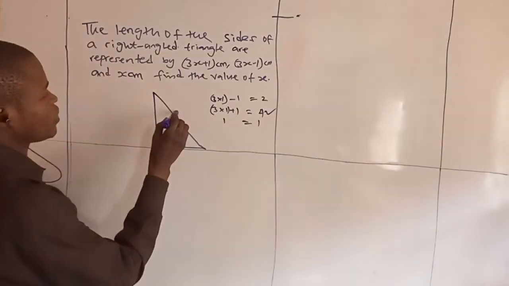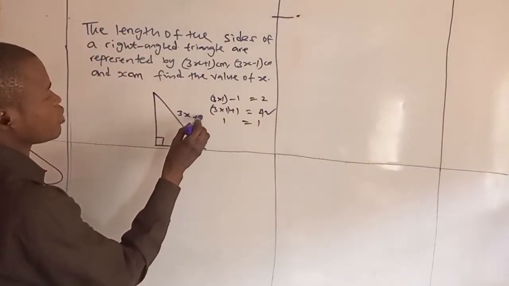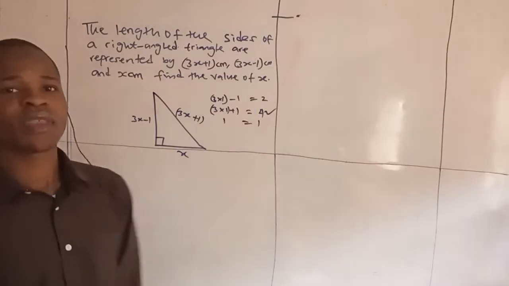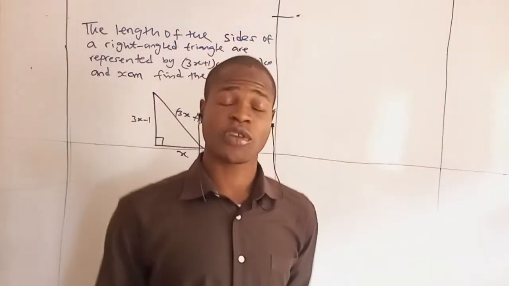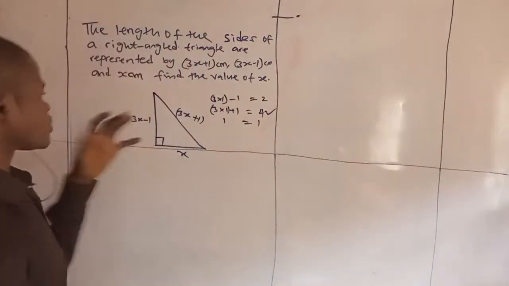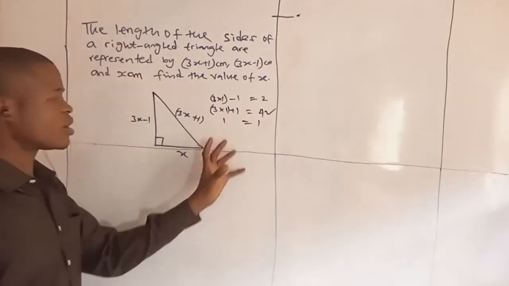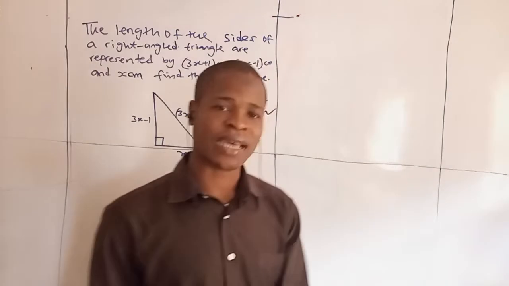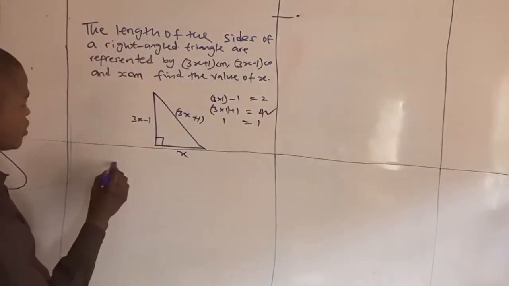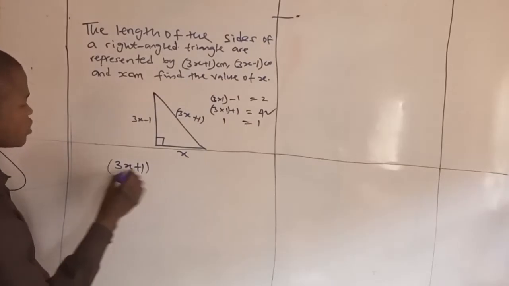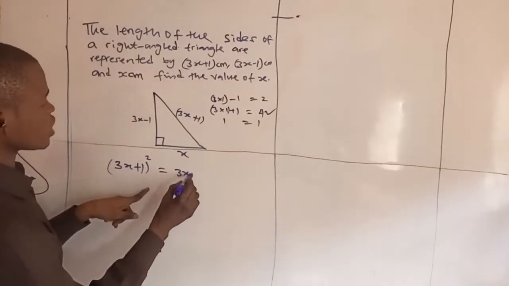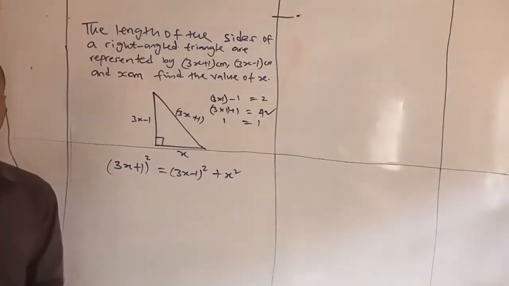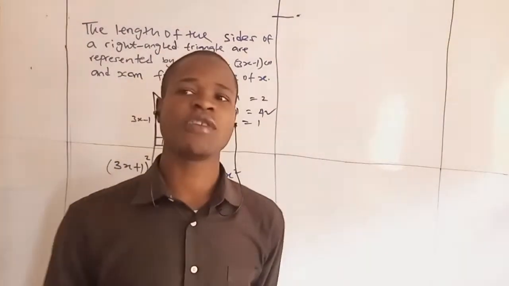So by doing this, we have our hypotenuse to be 3x plus 1. The other sides are 3x minus 1 and x. With this, we can easily solve for the value of our x. The square of the longest side, the hypotenuse, is equal to the summation of the squares of the two other sides. So we have 3x plus 1 squared equal to 3x minus 1 squared plus x squared. Let's solve this out to determine the value of our x.